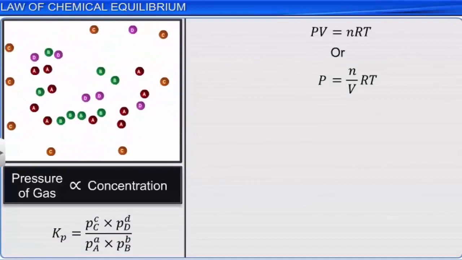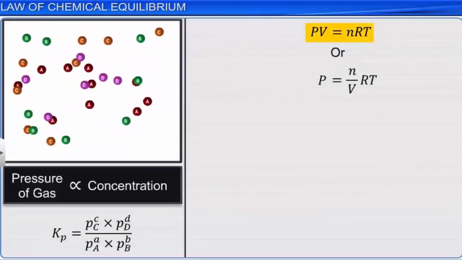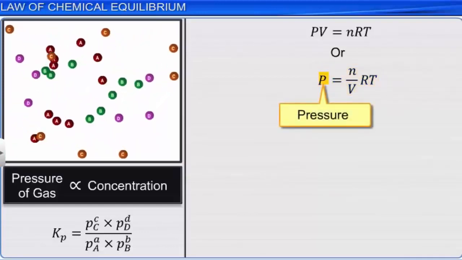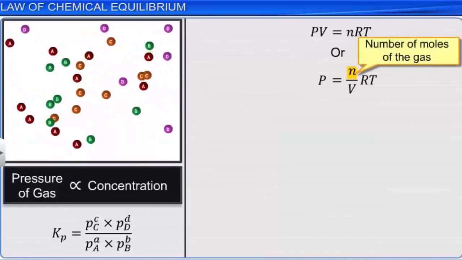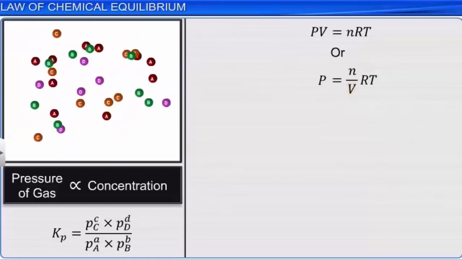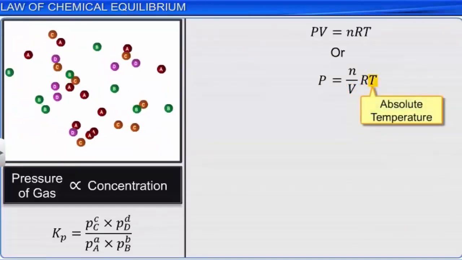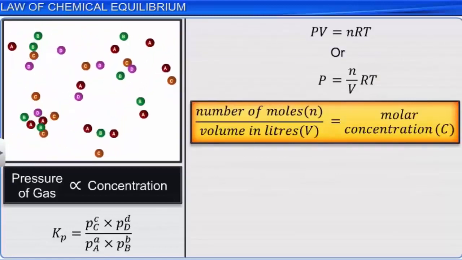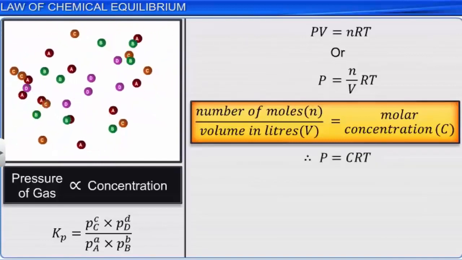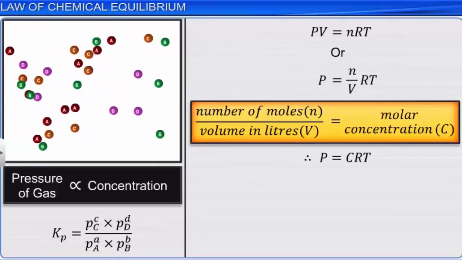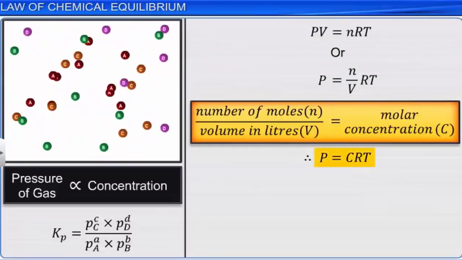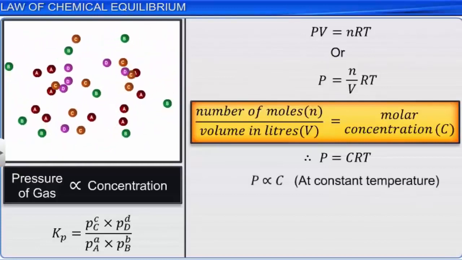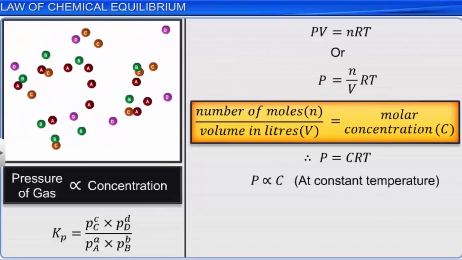According to the ideal gas equation, PV is equal to nRT, or P is equal to nRT by V, where P is the pressure, n is the number of moles of the gas, V is the volume of the gas, R is the universal gas constant, and T is the absolute temperature. However, we know that n by V corresponds to molar concentration C. Therefore, the equation can be written as P is equal to CRT. Since R is constant, it can be written that at constant temperature, the pressure of a gas is proportional to its concentration.